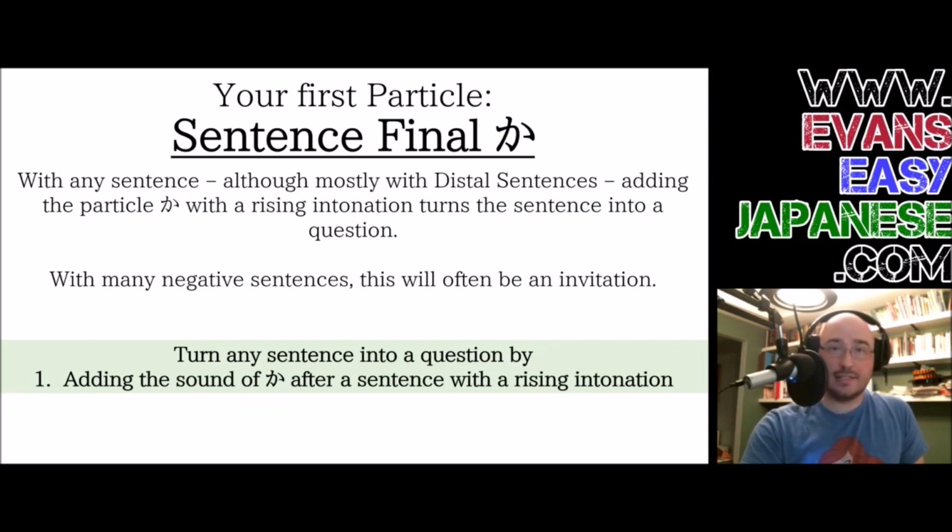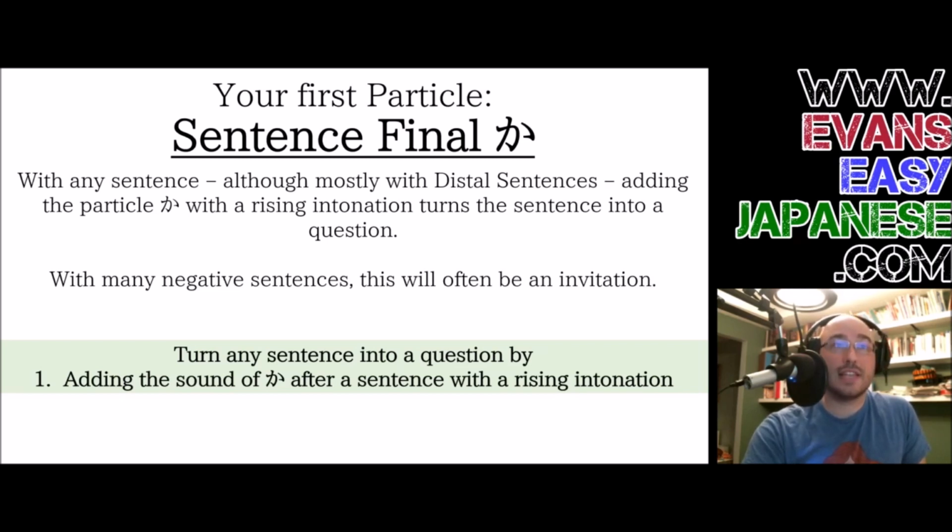With any sentence, although mostly with distal sentences, adding the particle ka with a rising intonation, ka, turns the sentence into a question. So you take the entire sentence and we just questionify it with that ka at the end.